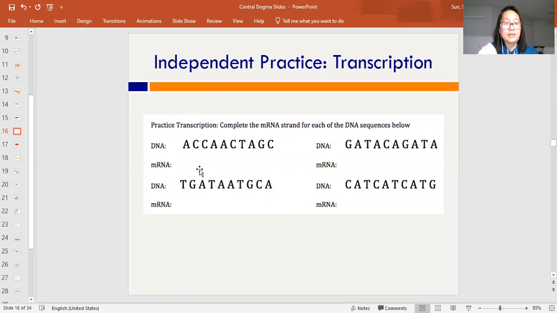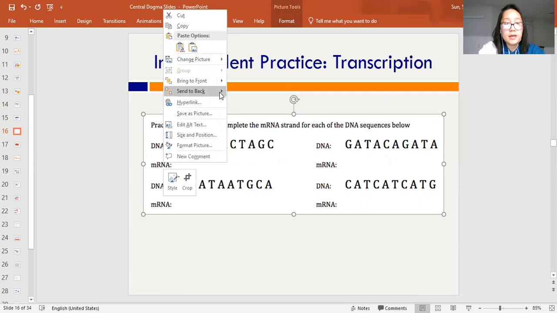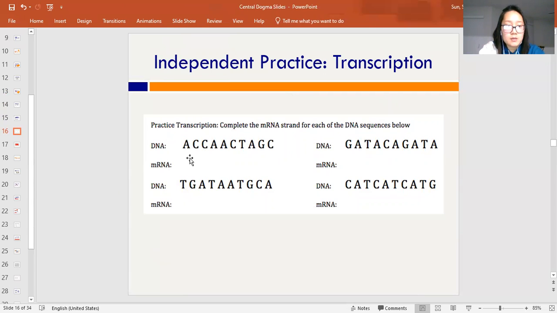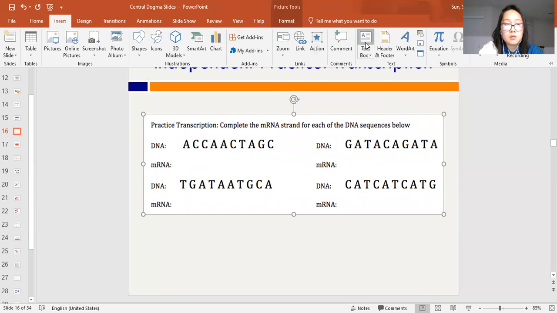So here is some practice now. You're going to be doing transcription. Let's see if my text boxes will show up. Nope. Okay, so I'm going to insert some text boxes.